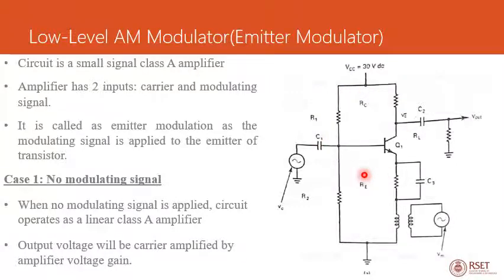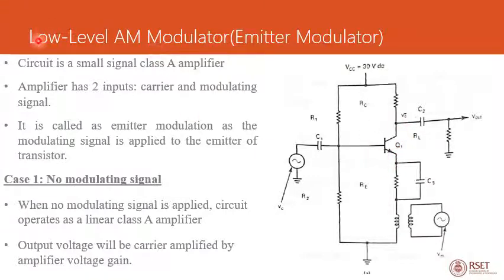In the previous lecture we discussed that amplitude modulation requires two different inputs, that is a carrier and the modulating signal. Similarly, in this AM modulator, this amplifier circuit has two inputs, a carrier signal and the modulating signal. The carrier signal is given to the base of this transistor, and the modulating signal or the message signal is given to the emitter of this transistor Q1.